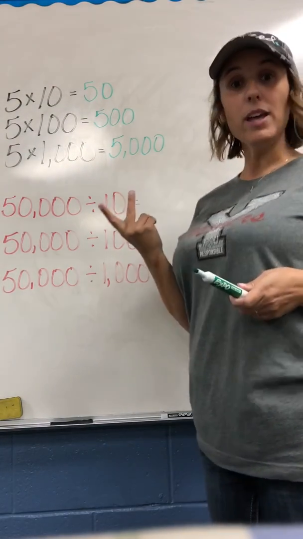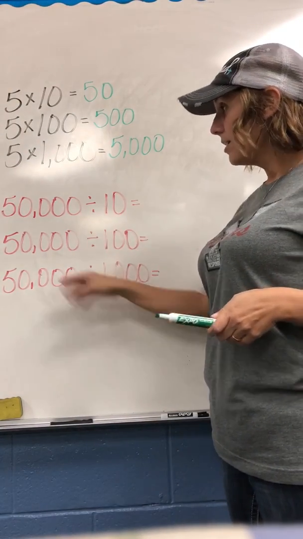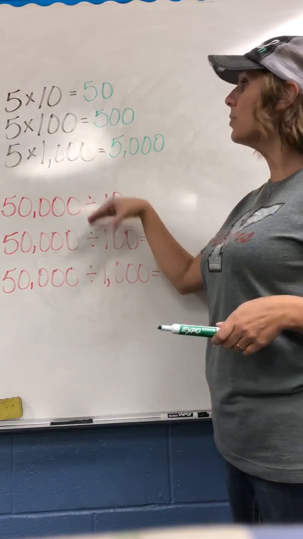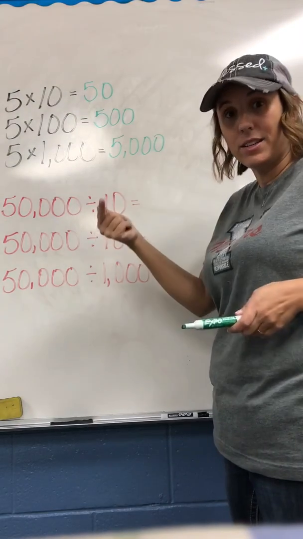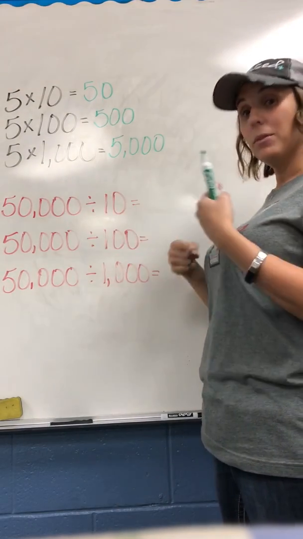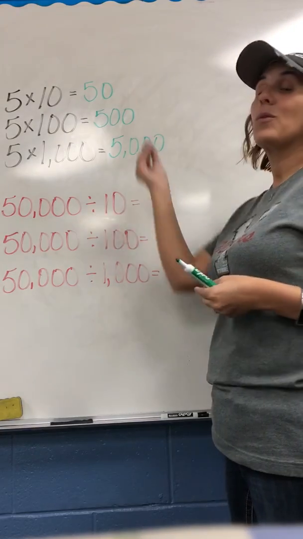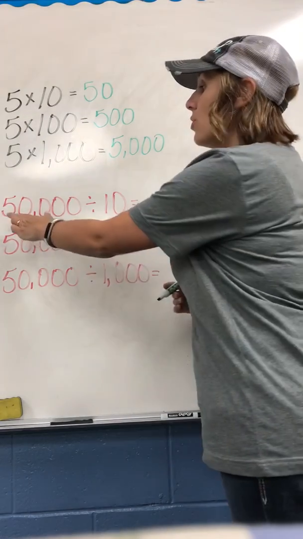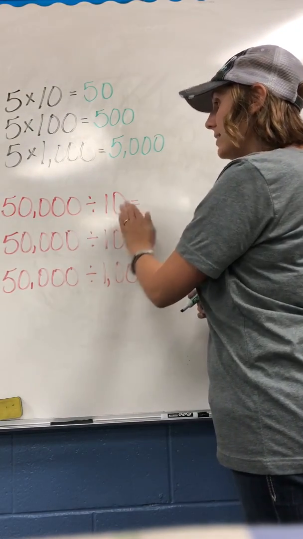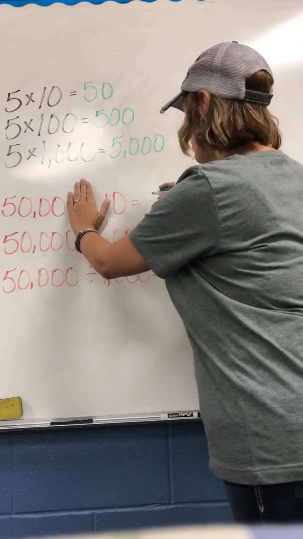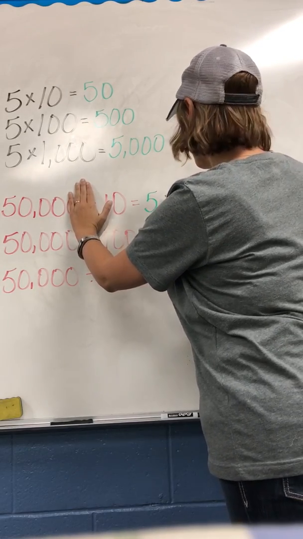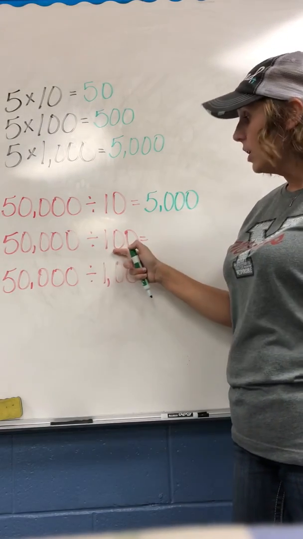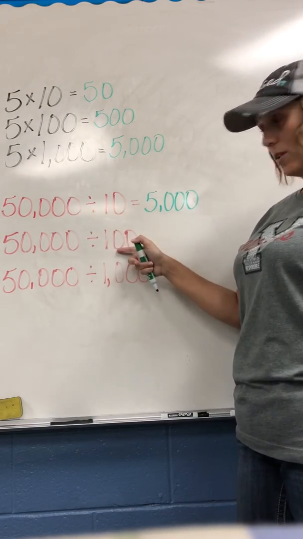Well, if we flip it around and we decide to do division here, okay, let's say we have 50,000 divided by 10. Well, the rule when we were multiplying by 10 was to add a 0. Now that we're doing the opposite operation, we're going to want to take away one of those zeros. Okay, that makes sense. So 50,000 divided by 10, I'm going to take one of those zeros away. That is going to give me 5,000, right?